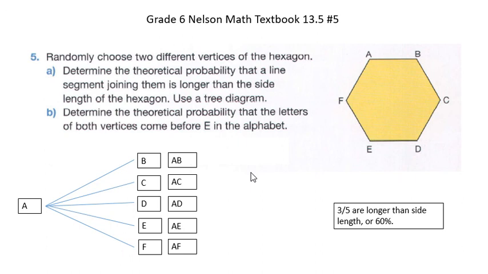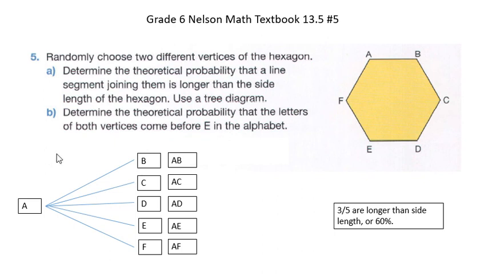Now let's read B. Determine the theoretical probability that the letters of both vertices come before E in the alphabet. E is not before E, so it would only be for the ones that are A, B, C, and D for both vertices. Both vertices must be A, B, C, and D. So if we were looking for a pair that met this criteria, A and B, vertex A, vertex B, would be both before the E in the alphabet. But A, F would not meet that criteria because F comes after E.